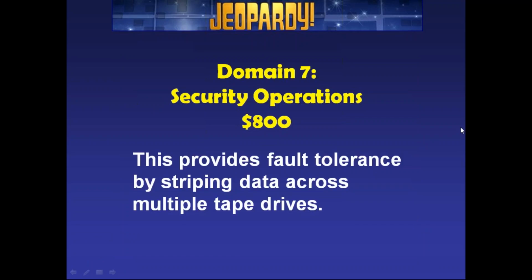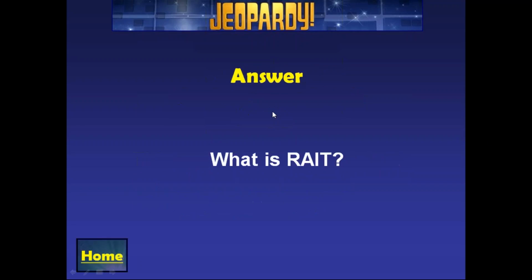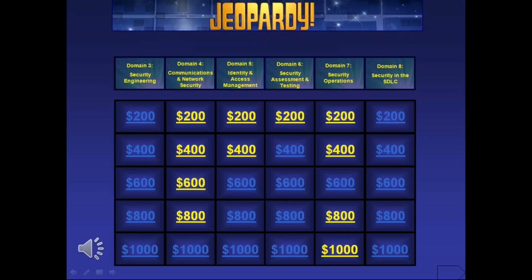Close, Roger and Ron, but pay attention to the technology that we're talking about here. Across multiple tape drives. You guys say RAID when it should be. That's incorrect also, Roger. First correct response is from Roger. What is RATE? Redundant array of integrated tape drives. Roger.